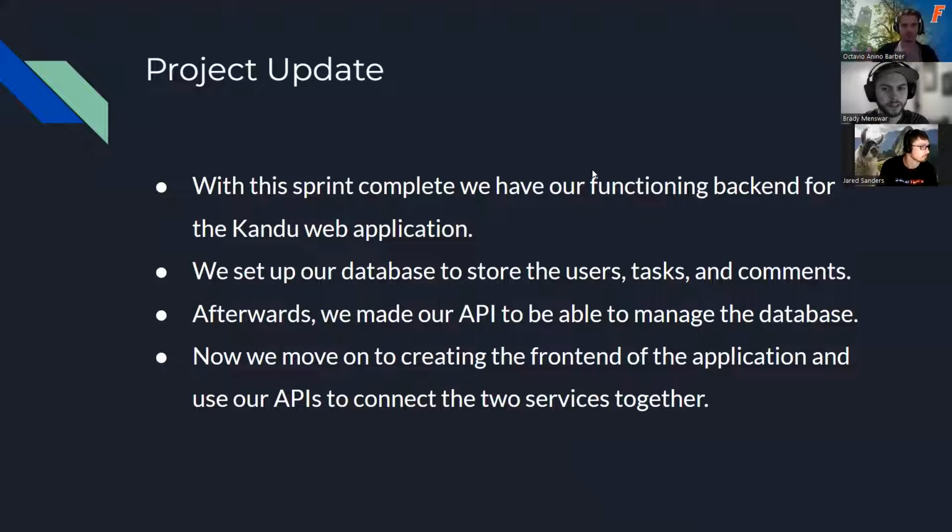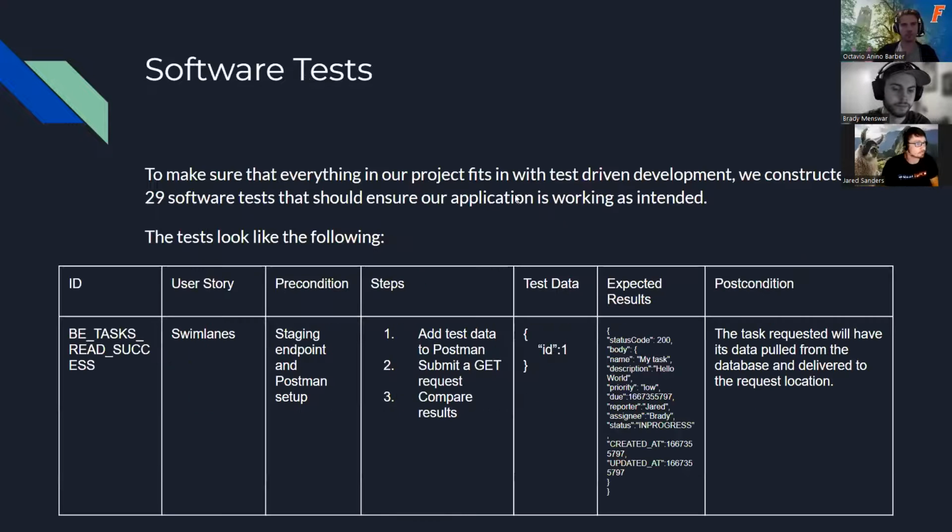So for our update here after Sprint 1, we have completed our functioning backend for our web application. We set up our database to make sure that we could use our CRUD APIs to access everything and update our tasks, comments, and users. And now that we're done, we're ready to move on towards our front end and making sure that the end user can have the functionality they need to connect with the database.